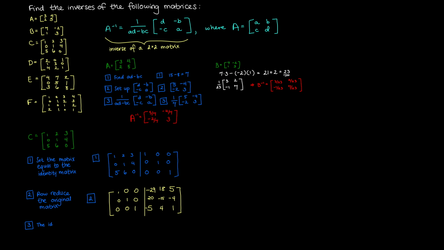Lastly, the identity matrix should have turned into the inverse of the original matrix. C inverse equals negative 24, 18, 5, 20, negative 15, negative 4, negative 5, 4, and 1.